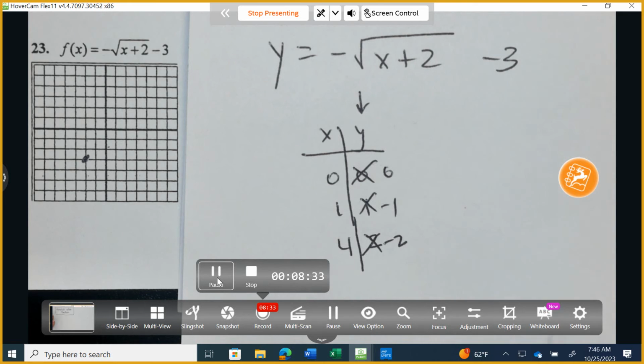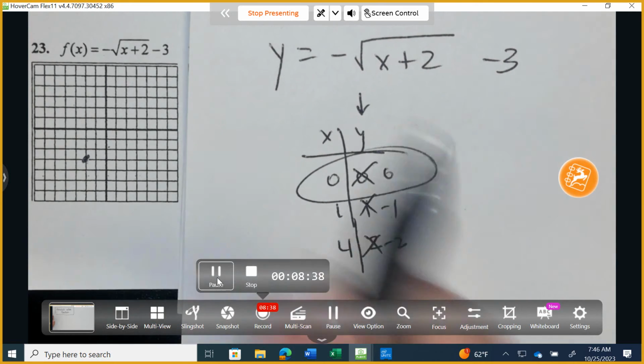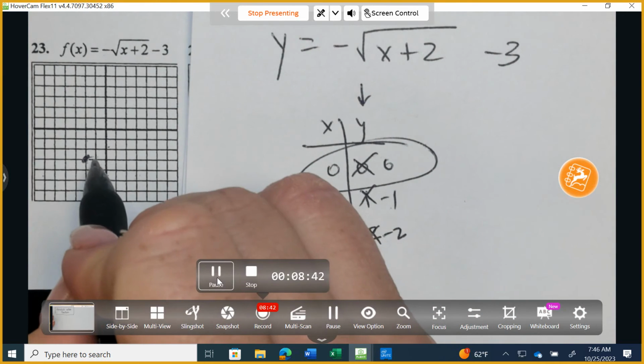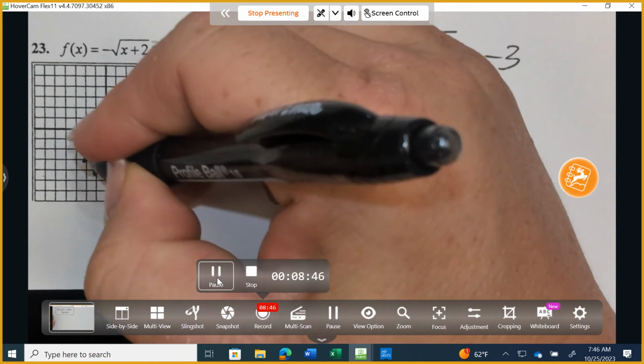How does that impact our directions? This is like our point. I'm going to go right 1 and down 1. Right 1, down 1. Right 4, down 2. 1, 2, 3, 4, and down 2.